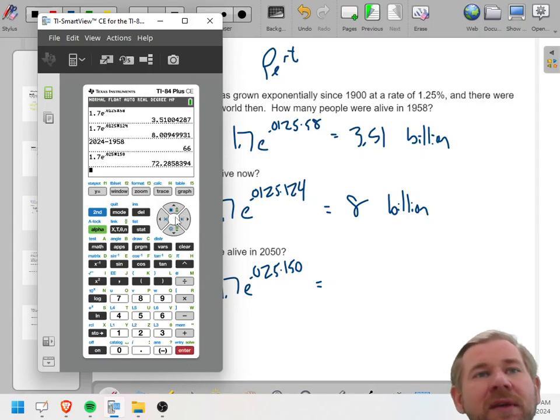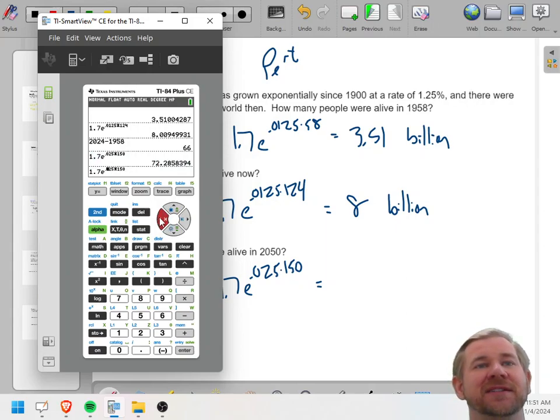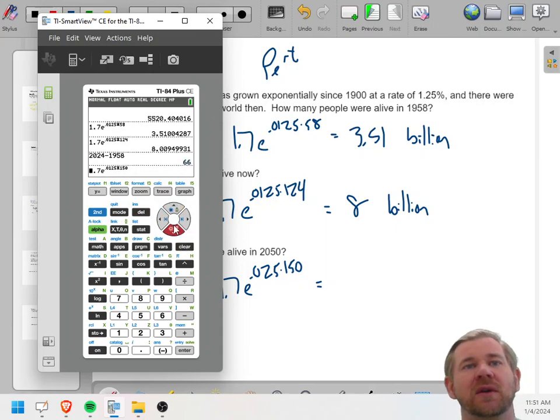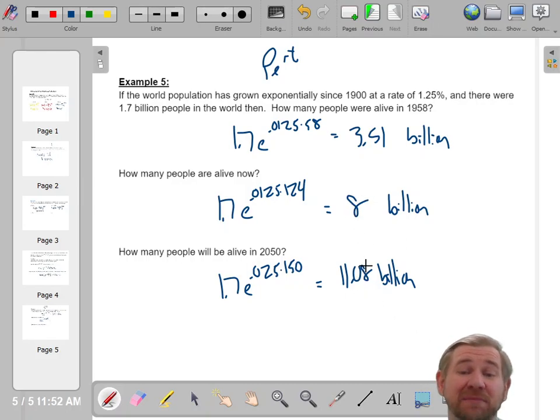I typed something in wrong. That can't be right. It's 0.0125. Yeah, I'm like, that's too much. Insert a 1. There we go. Okay, that's a way too big of a number, so I knew something was wrong. 1.7 e to the 0.0125, there we go, 150. 11.08. 11.08 billion. So in our life, in the next 26 years, we're going to see about 3 billion people.